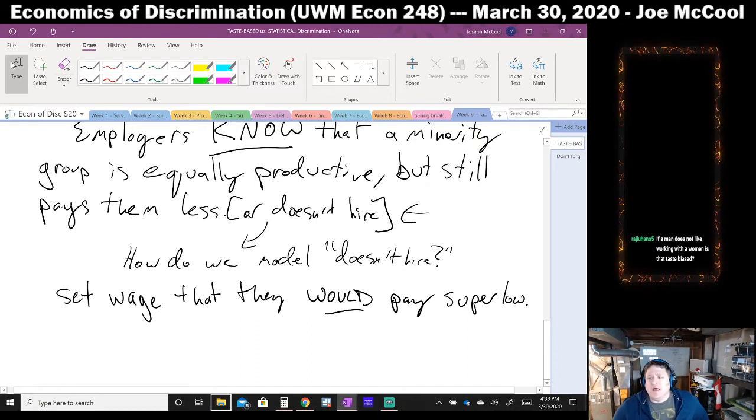Okay, so if a man does not like working with a woman, is that taste-based? Depends on what you mean by does not like. If he behaves in the way that we're about to model, then yeah, that's right. If he is not hiring a woman because he is taking a person's gender as some sort of a signal of productivity, then that's actually going to be called statistical discrimination. But we'll get to that. That's sort of the distinction.